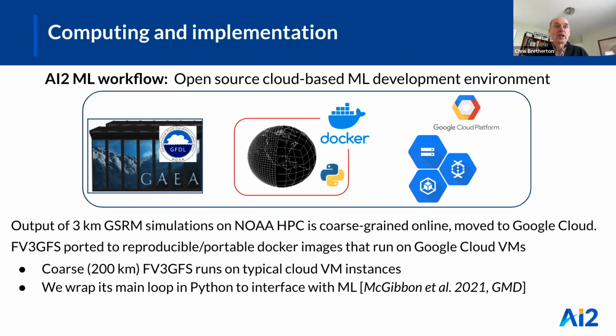Once this data is on Google Cloud, we do all of our other machine learning work and the Fortran simulations using FV3GFS on the cloud. We do this within Docker. And what we do is wrap the Fortran FV3GFS model, run at 200-kilometer resolution, in Python, so that we can add machine learning components and extract what we need from the model. And then all the machine learning is done with Python tools like PyTorch.